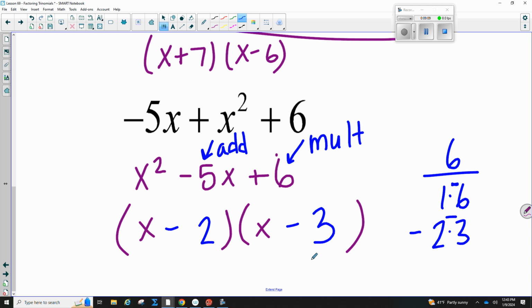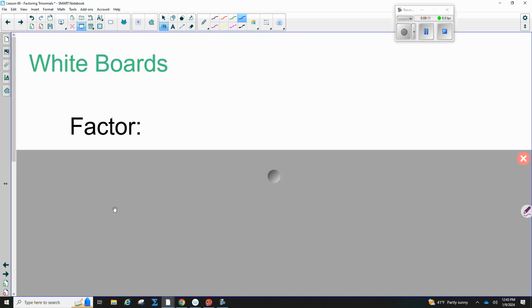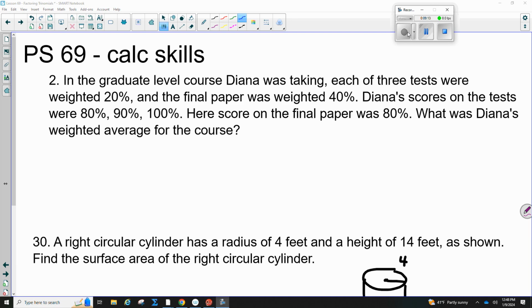Let's try some of it. So in the graduate level course Diana was taking, each of 3 tests were weighted 20. The final paper was weighted 40. Diana's scores on the tests were 80, 90, 100. Her score on the final paper was an 80. What was Diana's weighted average for the course? All right, this is like overall average, okay? So it says each of her 3 tests were weighted 20%, okay? So that means that each of these were weighted 20.